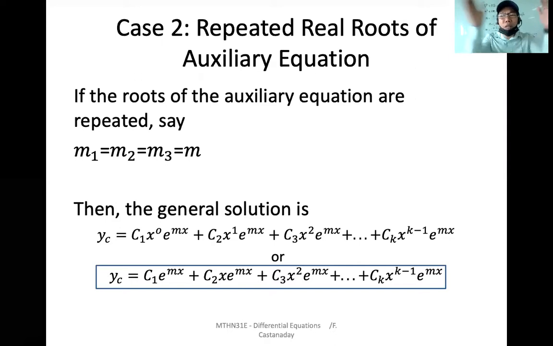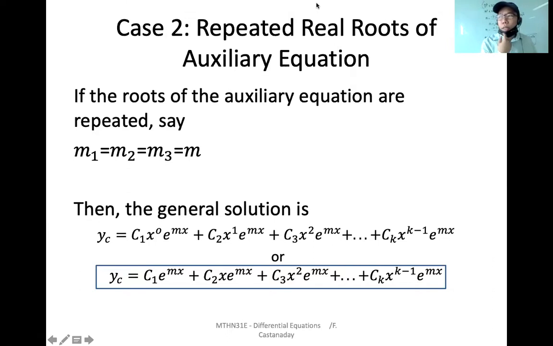So pwedeng mauna yung pinakamataas na x na may mataas yung power ng x or pwedeng sa dulo. Pwede rin yan. Pwedeng i-factor out din yung mismong exponential function. Okay, na-gets na kung paano isulat yung solution.